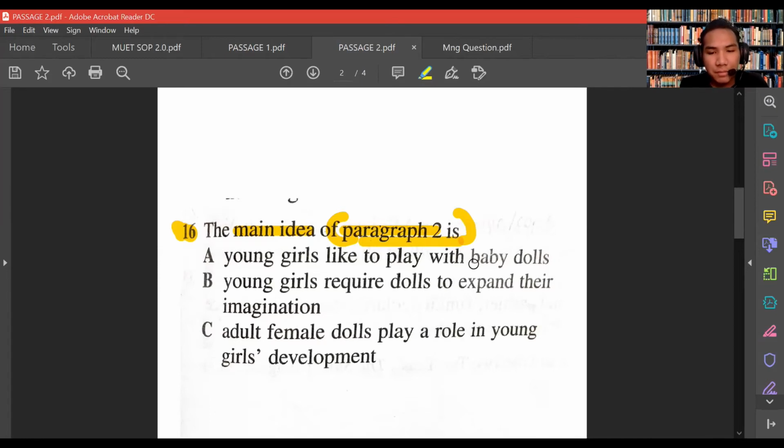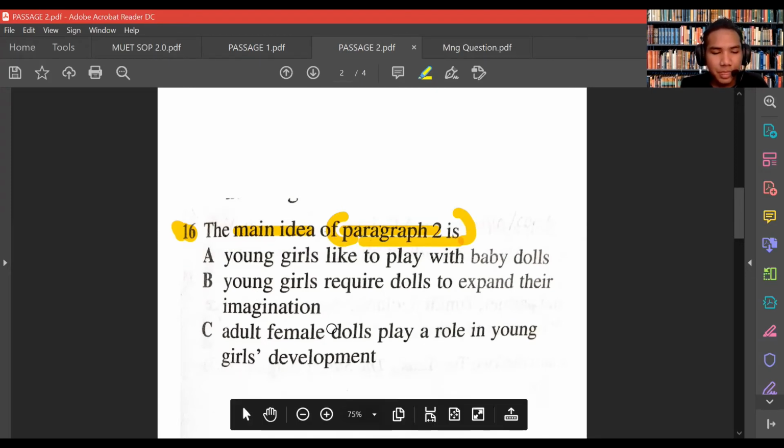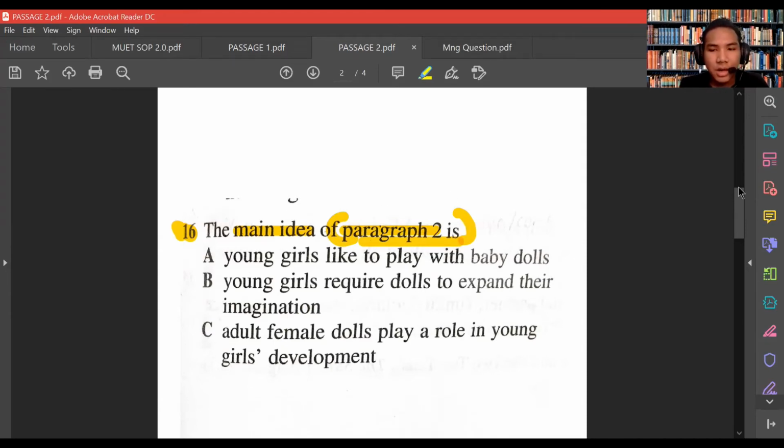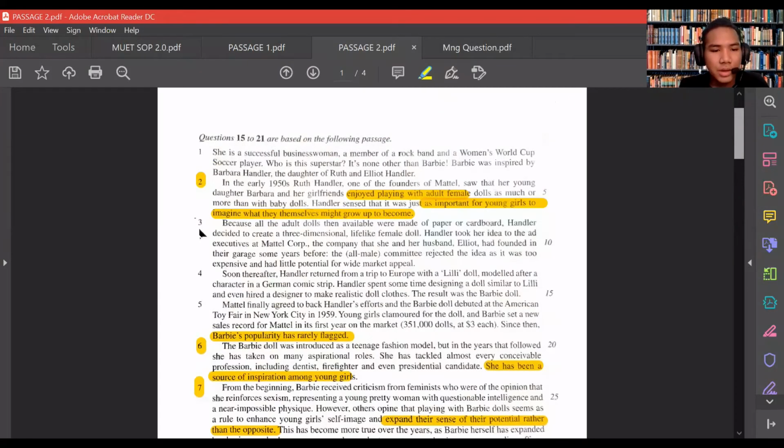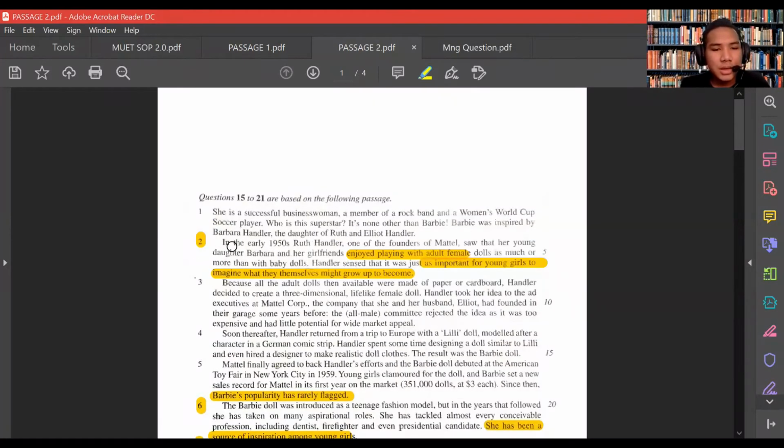Young girls like to play with baby dolls. Young girls require dolls to expand their imagination. And adult female dolls play a role in a young girl's development. So for the main idea, we need to skim the first and last sentence in the paragraph, though it may also be present in the middle of the paragraph. So, let's go to paragraph 2. It is stated here that in the early 1950s, Ruth Handler, one of the founders of Mattel, saw that her young daughter Barbara and her girlfriends enjoyed playing with adult female dolls as much or more than with baby dolls.